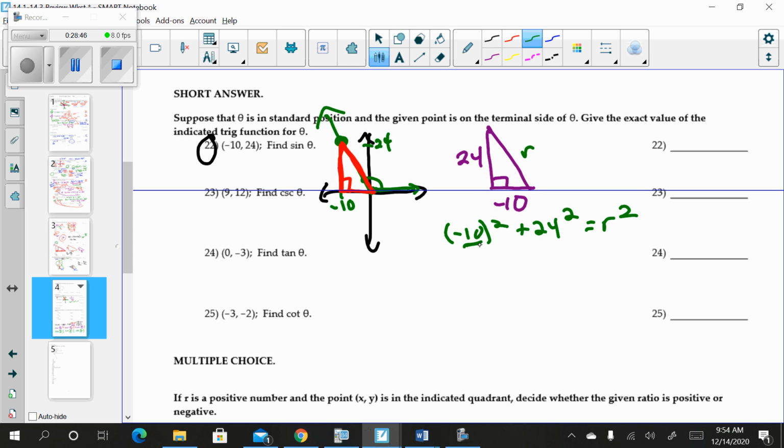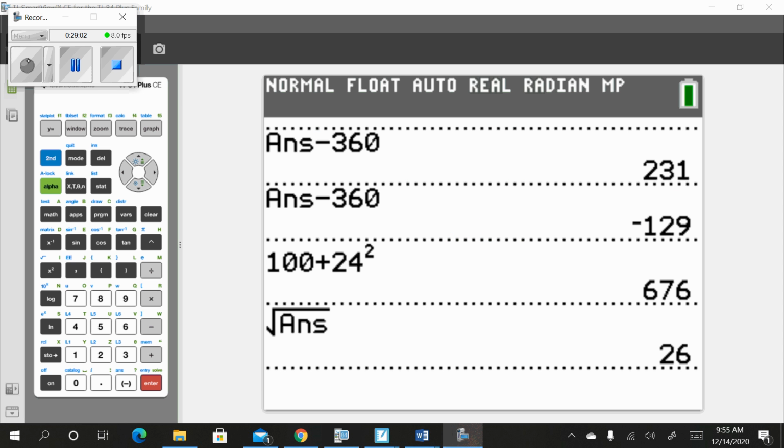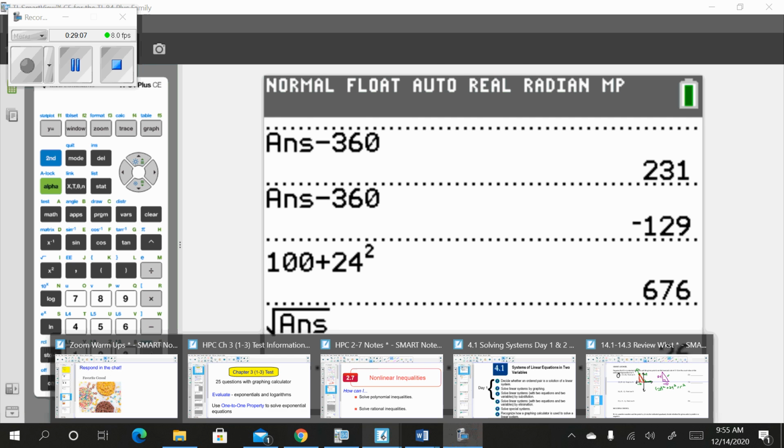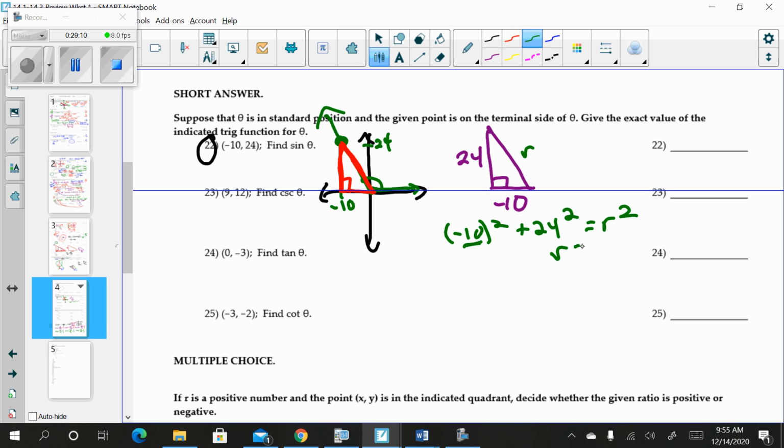Be super cautious when you square a negative. A negative times a negative is a positive. So that is going to be a positive answer. So we would have 100 plus 24 squared, and I think that adds up to, yep, 676 altogether, and then the square root of 676 would be 26. So our radius is 26. Remember, the radius is always positive. It's the distance from the origin out to your point. It's the x's and the y's that can be positive or negative depending on the direction that you're traveling.